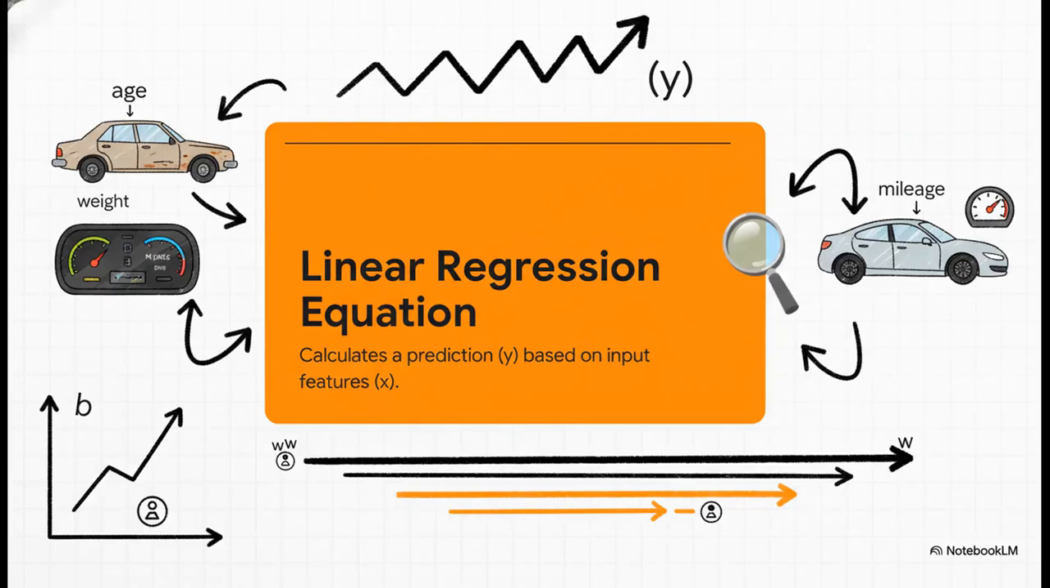But how does it actually do that? Well, it all comes down to this equation. Here, y is our prediction. Each x is one of our features, like the car's age or its mileage. And those w values, you can think of them as weights. They tell the model how important each feature is. A big w means that feature has a huge impact on the price. And that b at the end, that's just the intercept, kind of our starting price before we even look at any of the car's features.